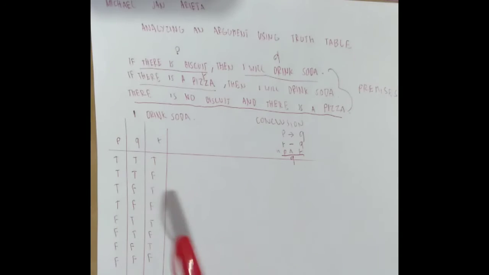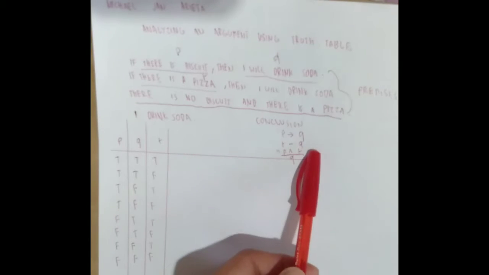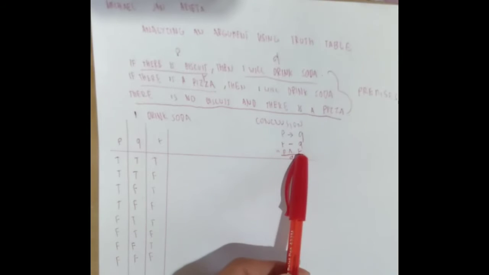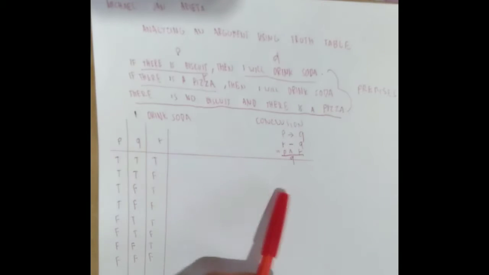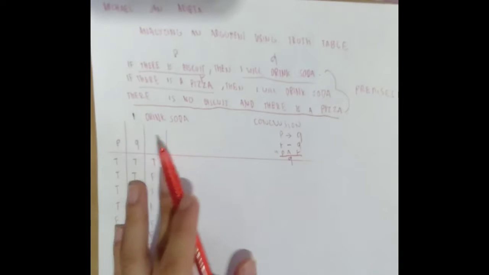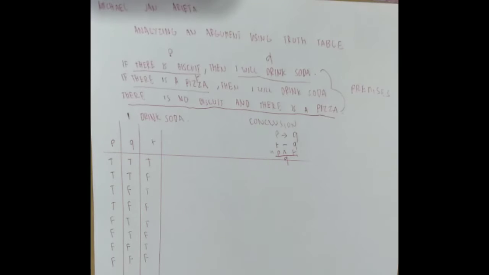So look, first line: if there is biscuit then I will drink soda. Symbolically it will look like this, P then Q. Second line: if there is a pizza then I will drink soda, so that is R then Q. Third line: there is no biscuit and there is a pizza. There is no biscuit, so not P, and there is a pizza, that is my R, so that's not P and R. Therefore, I drink soda. That is my Q, my conclusion.